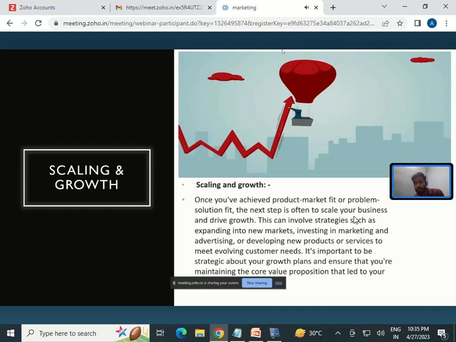Now we understand investing in marketing and advertisement, and developing new products or services to meet evolving customer needs. It's important to be strategic about your growth plans, of course. Make strategies for how you're going to grow, right? If you are shifting to some other market, you can't shift to any other market without any research. Right now, let's suppose your product is running very successfully in Himachal Pradesh, Arunachal Pradesh, or some pahadi areas. We are just supposing that you have one product which is a hit in the pahadi area. You are making a lot of profit.